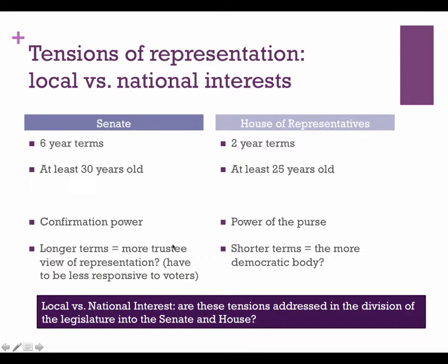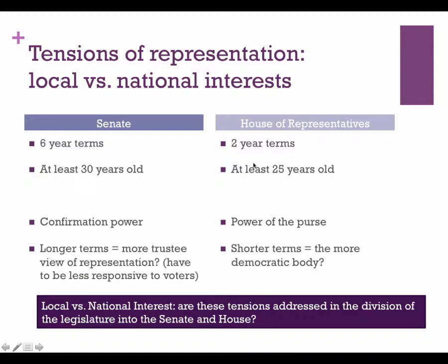Because they have to be less responsive to voters since they have 6-year terms, they're supposed to be the sort of cool heads prevailing, not constantly kowtowing to their electorate, to the people that elect them into office. They're less responsive, so they can have votes that are supposedly more objective, I guess you can say.